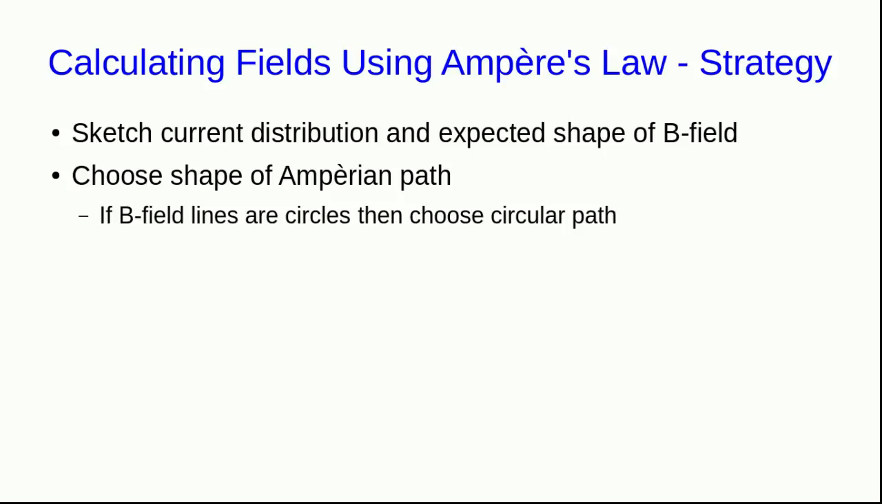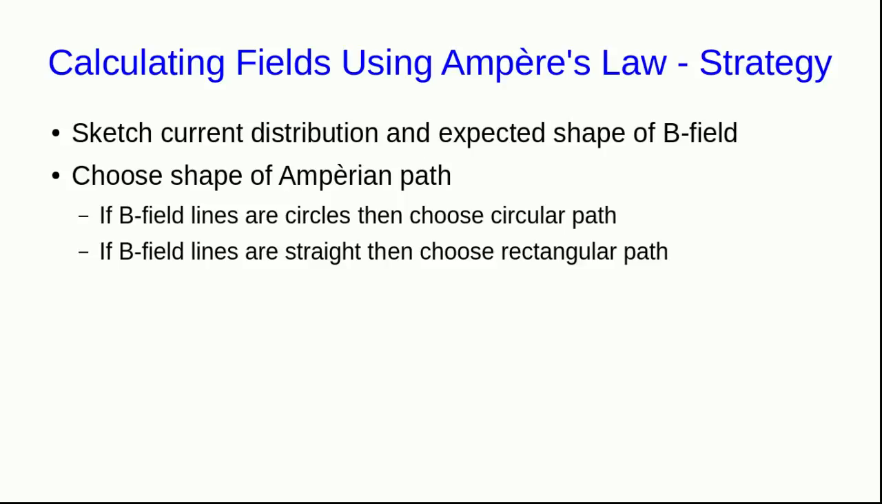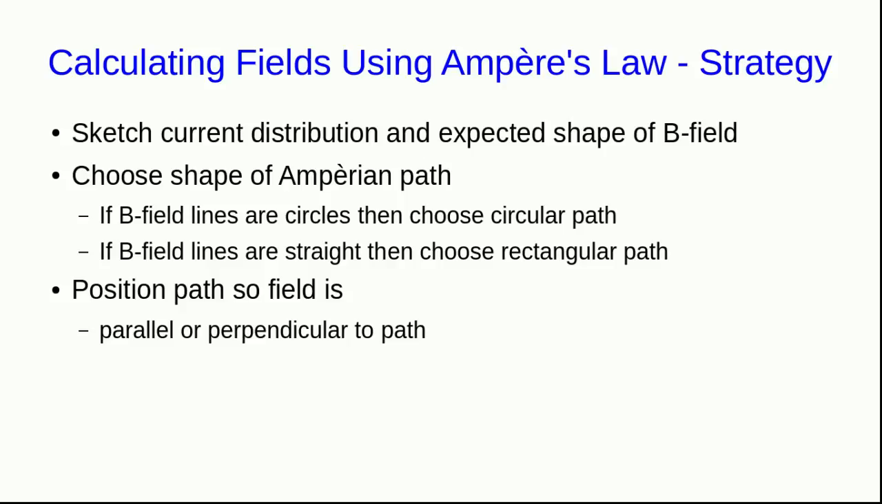Some general guidelines: if the B field lines are circles, then you should choose a circular path. And if the B field lines are straight, then you should use a rectangular path. The idea is that you want to position the path so that everywhere you look, the path is either parallel or perpendicular to the B field, and you want the B field to have a constant magnitude along any given segment of the path. This will make the calculation easy.